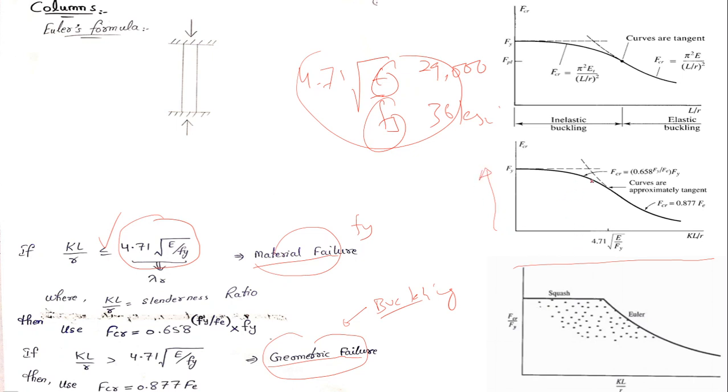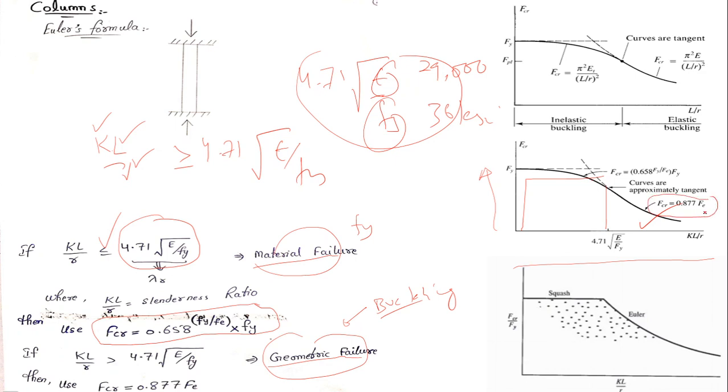Now KL by R is somewhere here. It means your column will have a material failure, and you will use this equation, the critical stress equation, as this. And what if your KL by R value, which you have found because you have the K value, this is due to support condition, this is the length of column, this is radius of gyration from the manual, comes out to be greater than 4.71 square root of E by Fy, then you are somewhere here in this region, and you will use critical stress equal to this, where Fe is the effective stress.